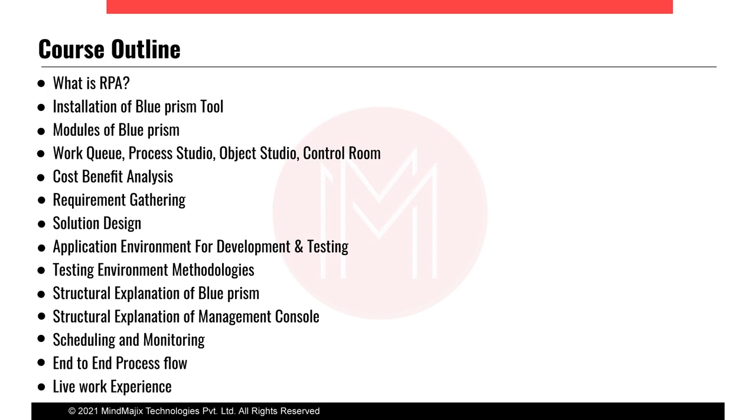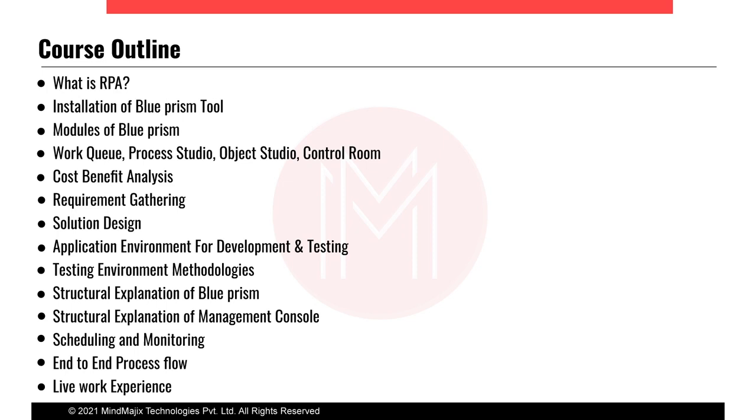So likewise, we can include everything. So scheduling and monitoring is how to schedule a process. Let's say previously I told you, you have to run a process on every Wednesday between 10 a.m. and 12 a.m. So likewise, you have to create a schedule. You have to instruct Blue Prism on every Wednesday to pick this particular process and run it at this particular time. So you can create your own scheduler based on that.